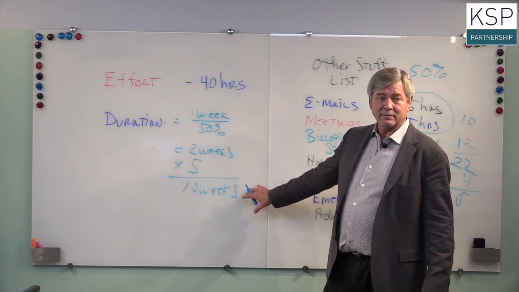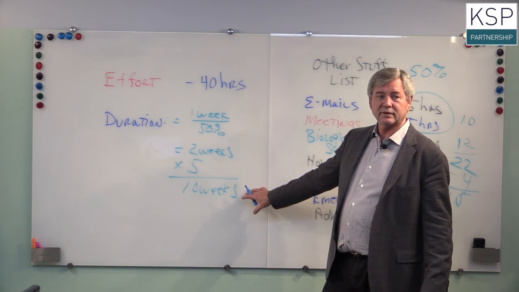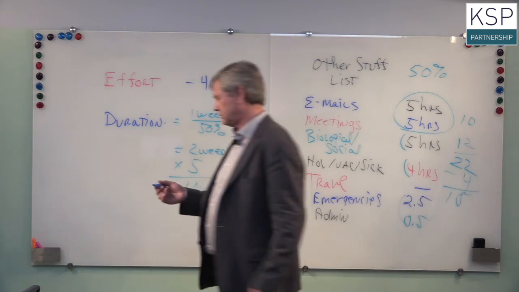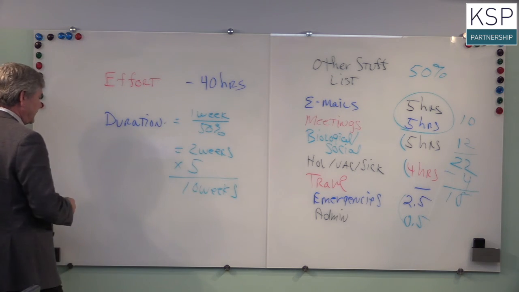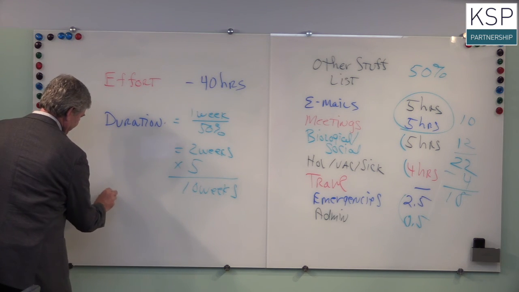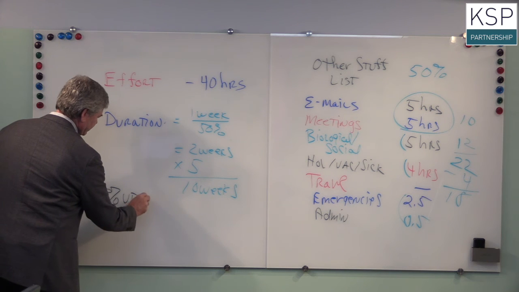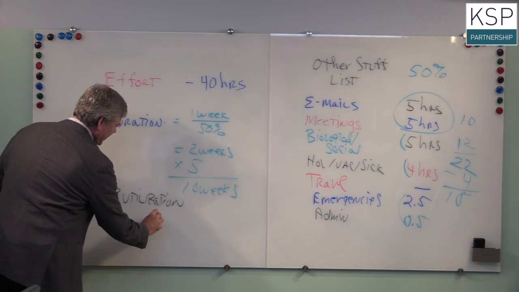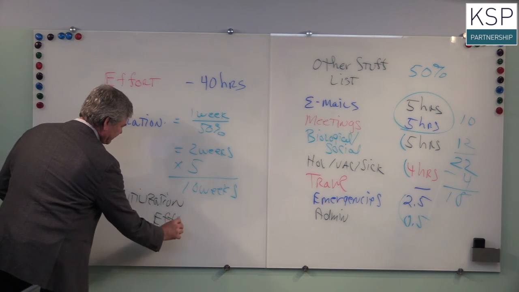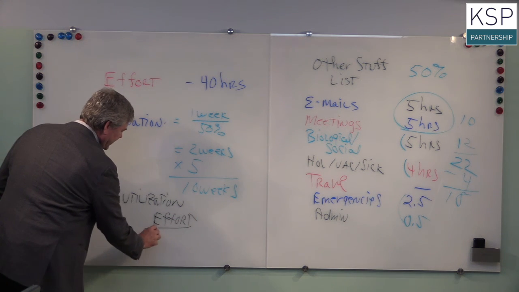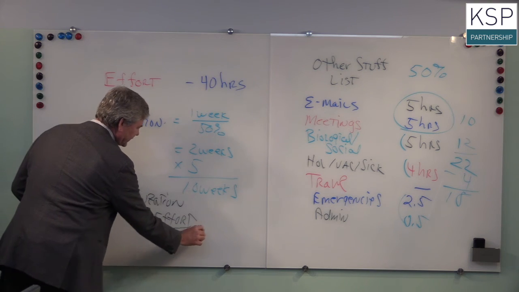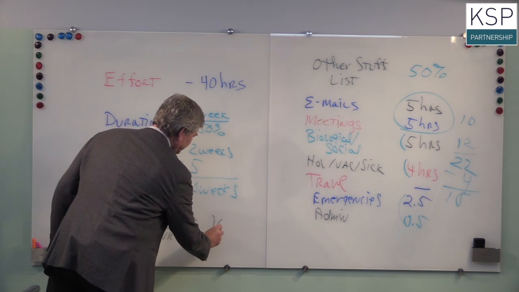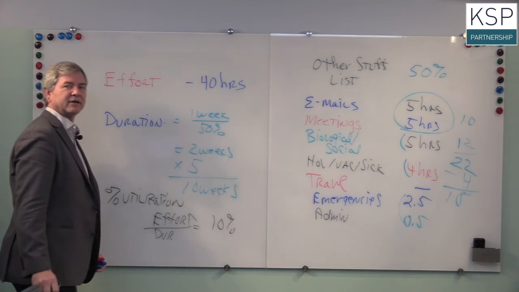The amount of time that a person has compared to the amount of effort it takes is called percent utilization. And the equation is the amount of effort divided by the duration. In this case, 10%. Essentially, I only have 10% of Bob.